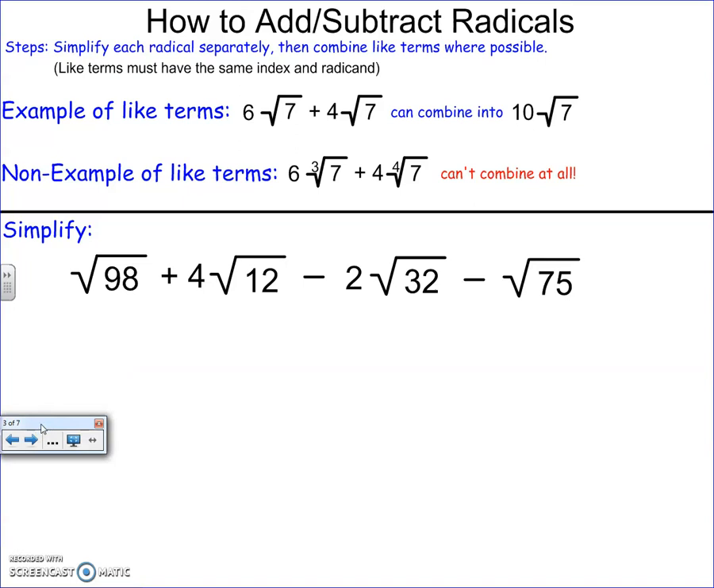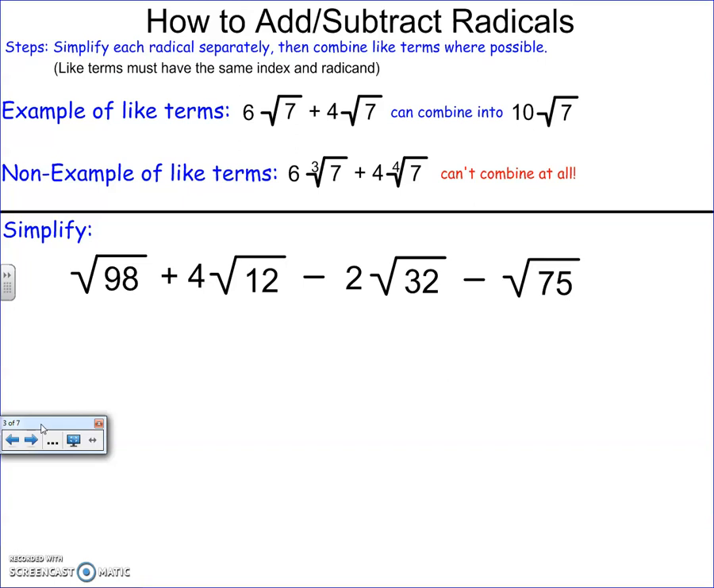So, how to add and subtract radicals. The steps are pretty much simplify each radical separately, then combine like terms when possible. And like terms must have the same index and radicand. So, example of like terms, 6 root 7 plus 4 root 7. They both have root 7 at the end, and they're both square roots of 7s. So, 6 plus 4 is 10 root 7. That's like saying 6x plus 4x combines into 10x.